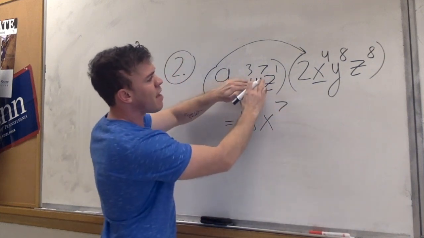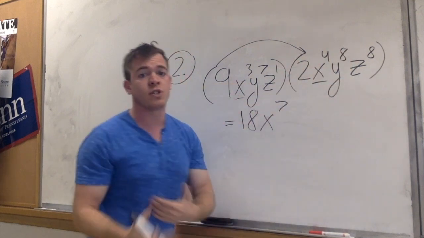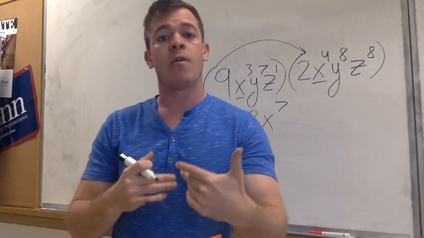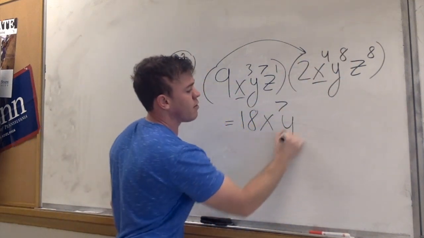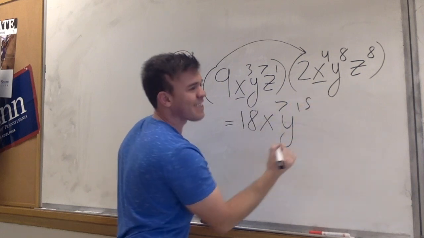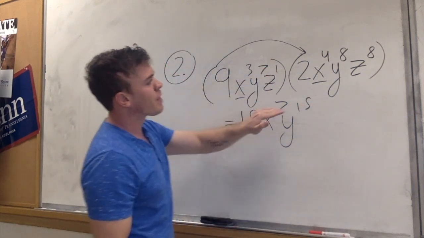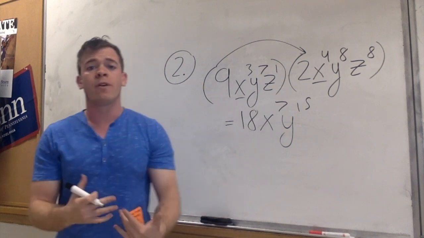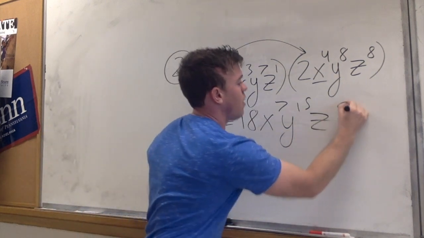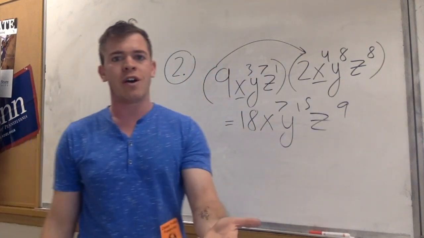Now we have y to the 7 times y to the 8. We're still multiplying, so 7 plus 8 is going to actually give us y to the 15. And now we have z to the 1 times z to the 8, and we know that 1 plus 8 is going to give us z to the 9. We're done.